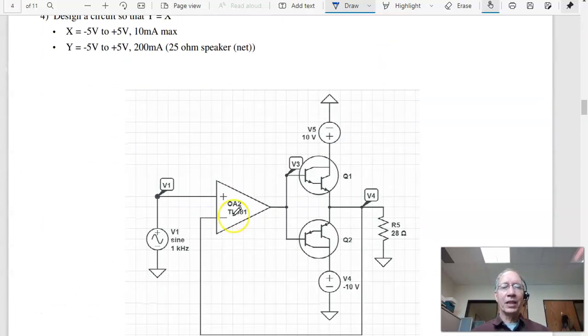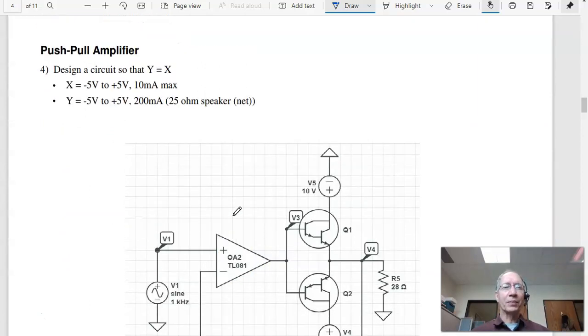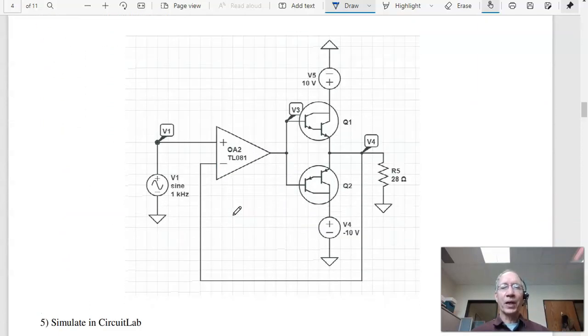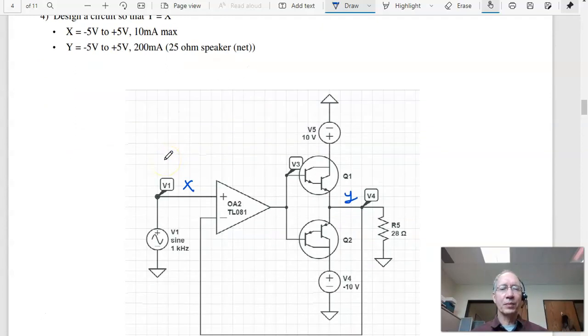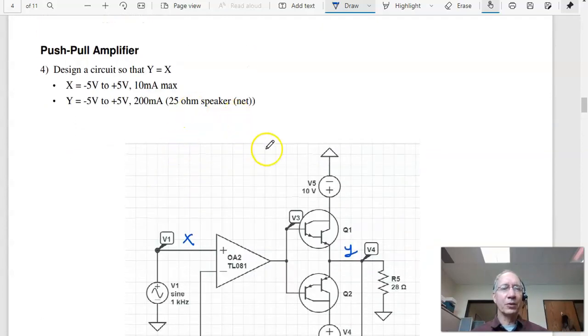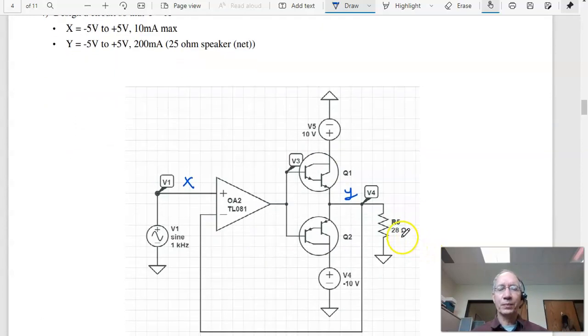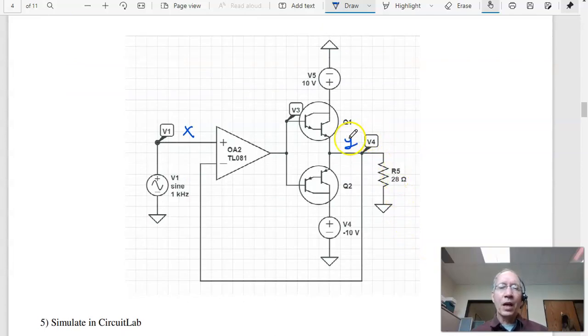Problem 4, now we get into push-pull amplifiers. Design a circuit where Y equals X, so here's Y, here's X, subject to X is only capable of 10 milliamps, Y is capable of driving 200 milliamps, like a 25 ohm speaker. That'd be this guy. This is your NPN on the high side. Here's your PNP on the low side.